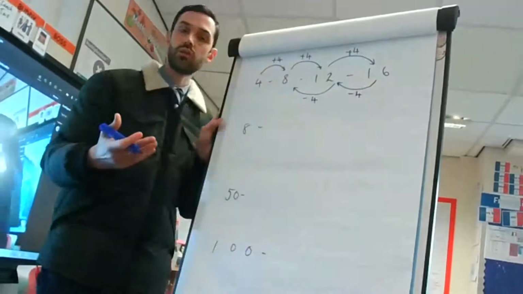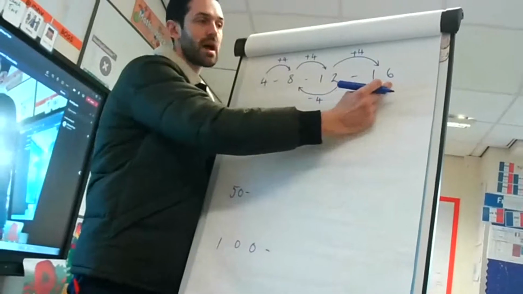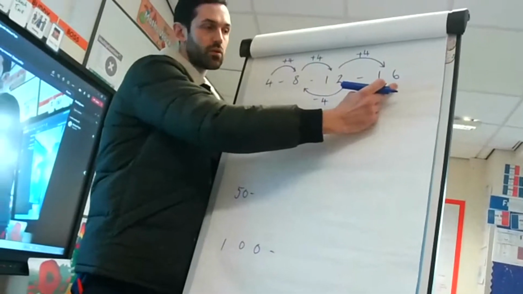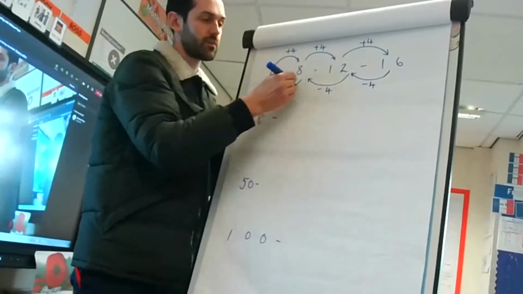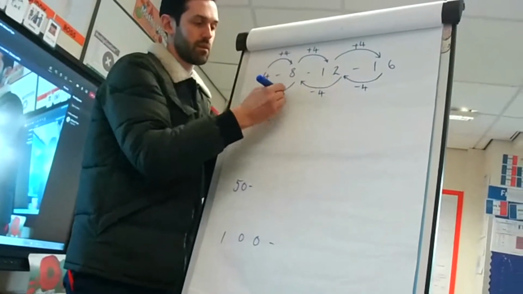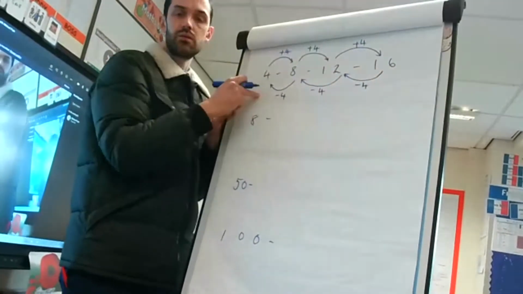But it's just using your inverse. It's using the opposite, isn't it? So if a question asks you to count backwards from 16 using your 4's, each time, what would you do? You just take away 4 each time. Okay. That's how we jump forward and backwards using your 4's.